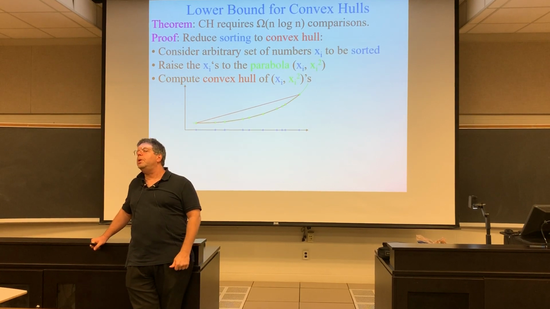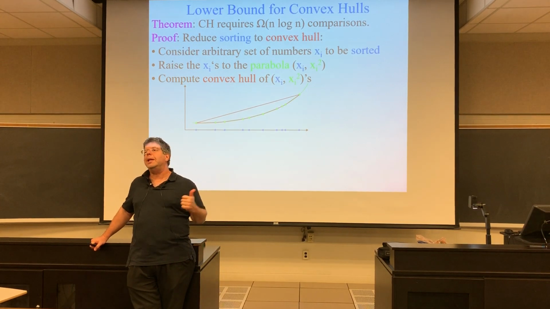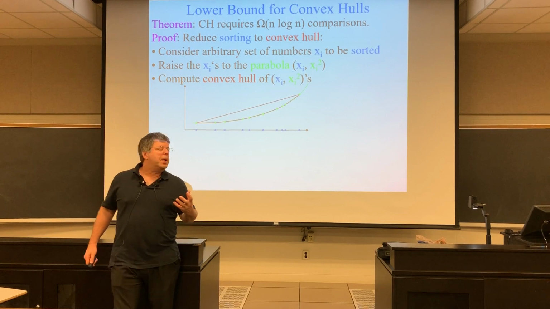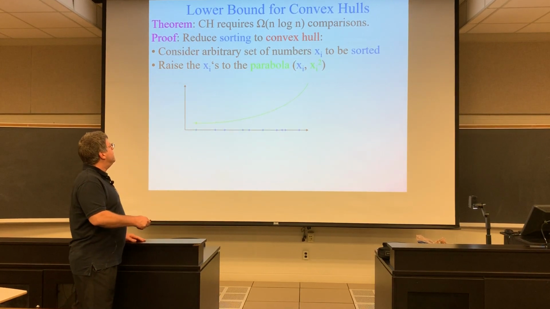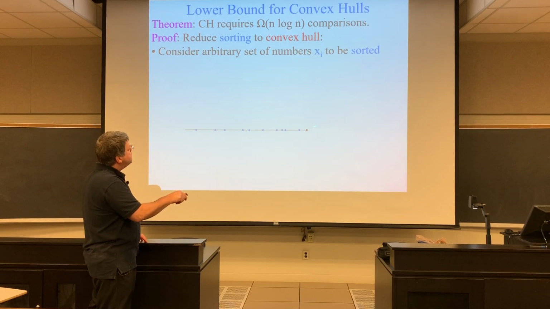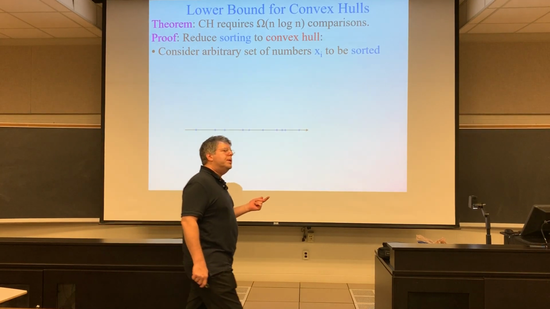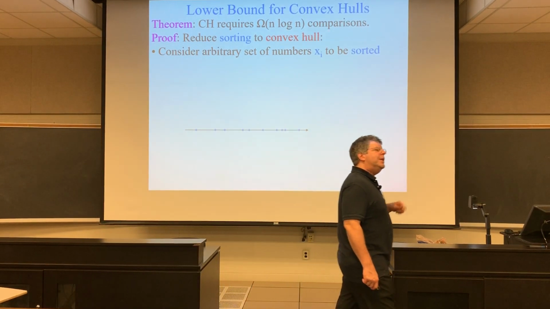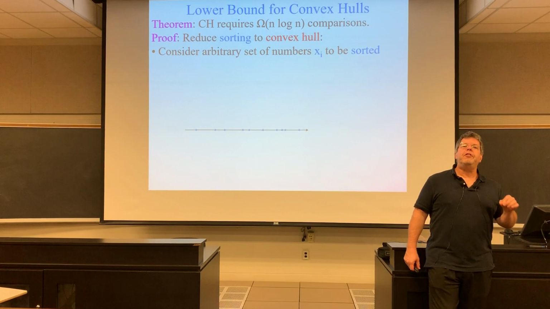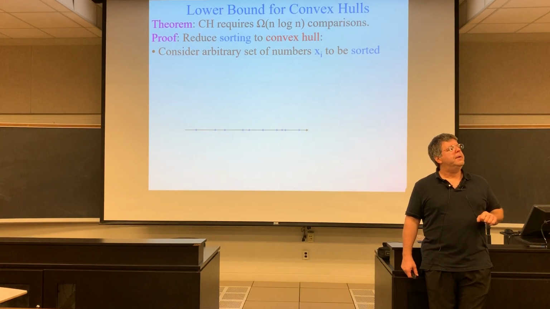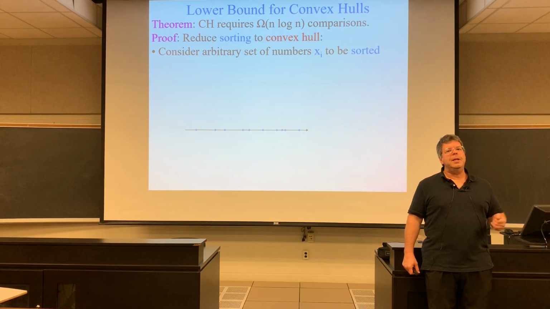In other words, no algorithm in the universe could ever find a convex hull faster than n log n time, faster than sorting. Why? Because if you're trying to sort something, you're trying to sort these numbers here, you can exploit a convex hull subroutine into sorting for you for free. By for free, I mean in linear time.